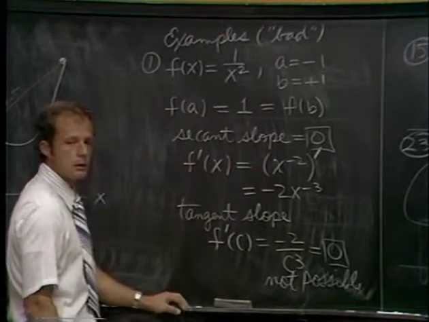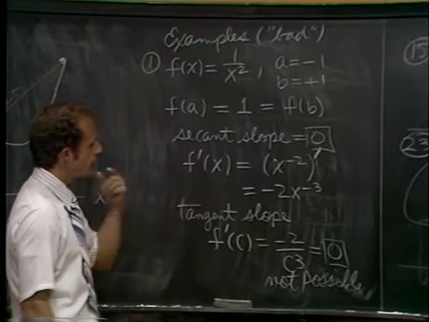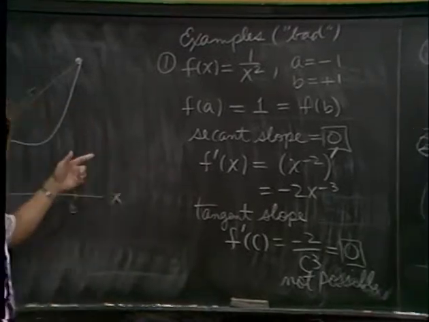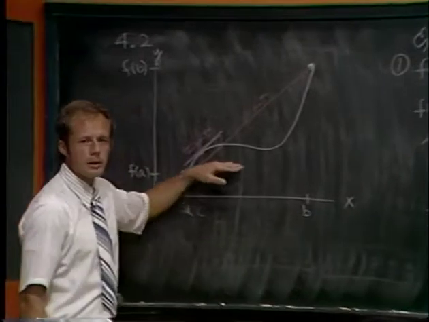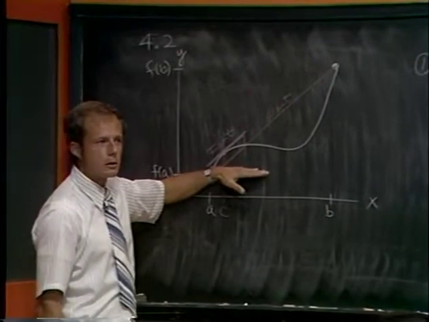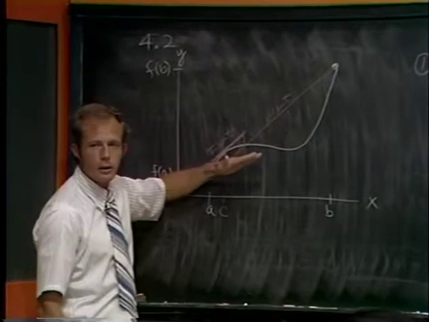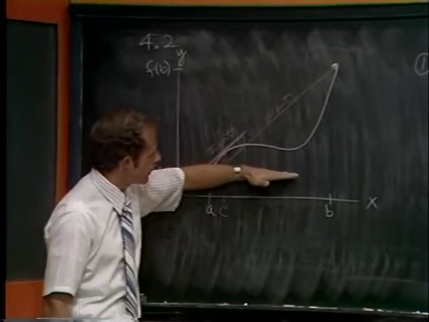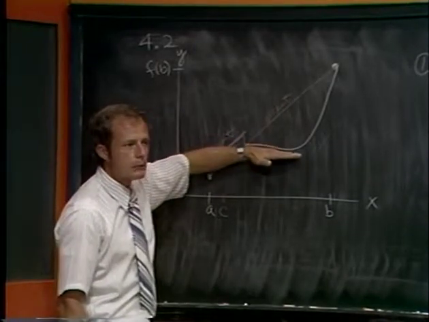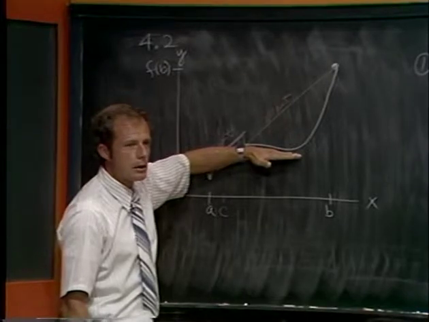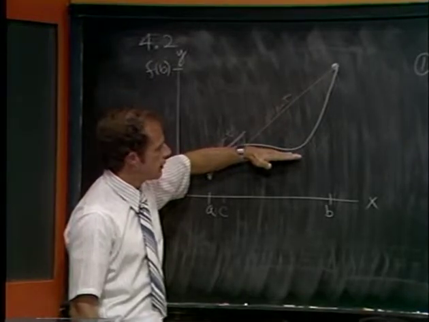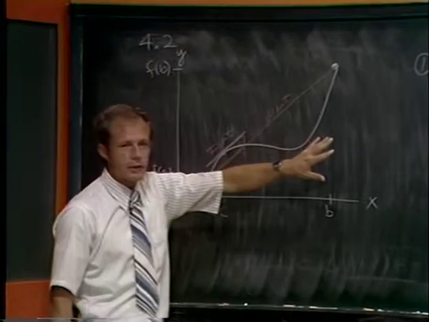It's not possible. So the example here says, gee, it seems to be a case, at least, where that parallel tangent to secant doesn't hold. Of course, the picture is that the secant is horizontal, and so we're looking for a horizontal tangent. And there doesn't seem to be any. So obviously, this picture doesn't fit that situation.